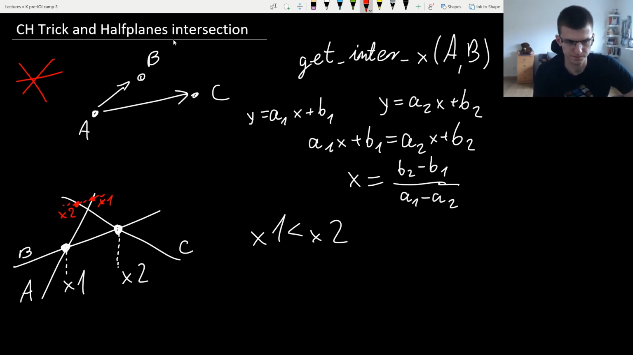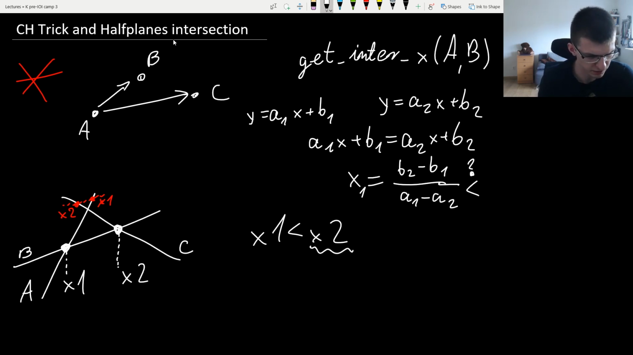And if possible, try avoiding real values. I already said that in one problem today, and it's easy to do because we want to compare this. This is X1. We want to check if this is smaller, is it smaller or not, than something like X2, the intersection of, let's say, B and C.